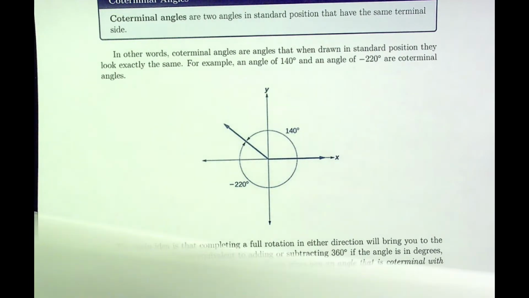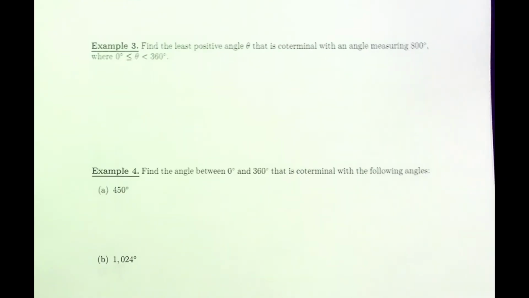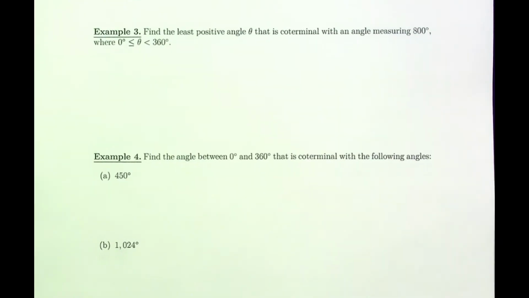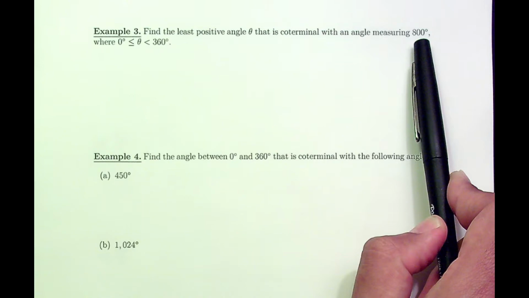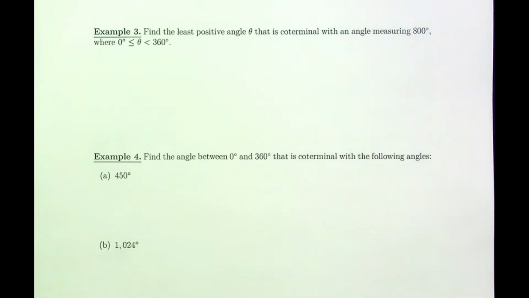That is going to be helpful because if you have a really big angle, you can bring it down to another angle that is similar and easier to deal with because the number is smaller. So for example, suppose that I have an angle of 800 degrees. Let's bring it down to another angle that has the same picture, that is coterminal, but is much smaller. So dealing with it will be easier.